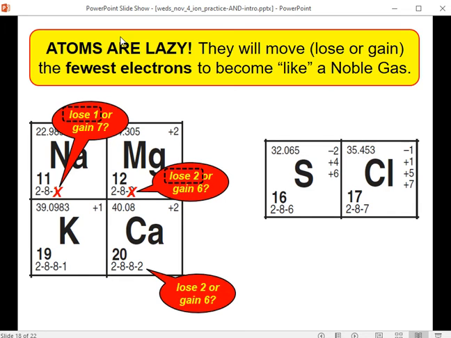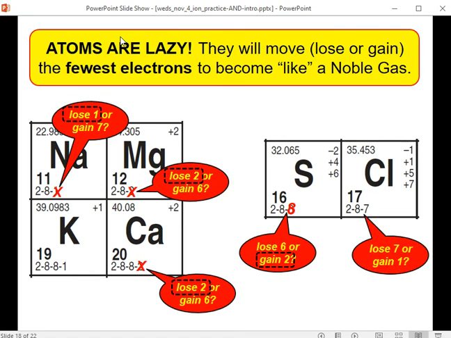What about calcium? It's 2-8-8-2. Well, it could either lose 2 or gain 6. What's easier? Losing 2 is easier. That makes it have an electron configuration of 2-8-8 when it loses those 2 electrons. What about something like sulfur? It's 2-8-6. Well, it could either kick out 6 electrons or it could steal 2 electrons from somewhere nearby. What's easier? What moves fewer electrons? It's going to gain 2, and now it'll have 2-8-8. What about chlorine? Will it lose 7 or will it gain 1? Gaining 1 is easier than losing 7, so it will be 2-8-8.